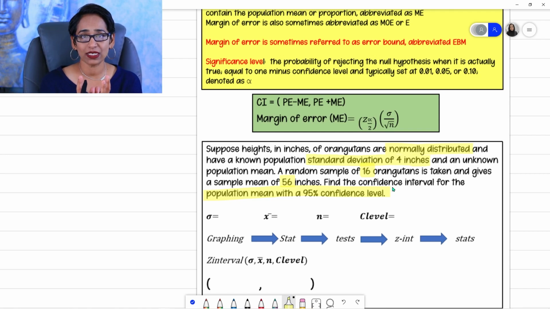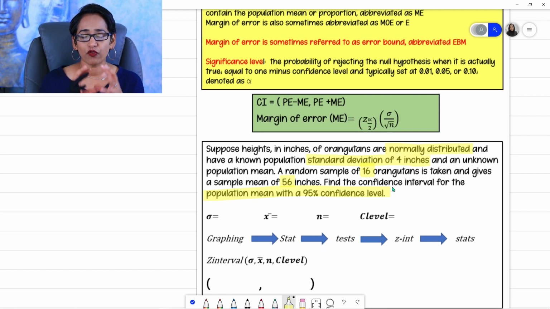It is very important we understand what's happening in the problem. Once you understand what's happening, you can solve the problems as you go. Step one, I am trying to calculate the mean of the entire orangutans in the world. So I don't know what the mean is, but I know what the standard deviation is. Standard deviation is 4 inches. So what do I do? I take 16 orangutans and I calculate the height. When I calculate the height of all those 16 orangutans, I get the sample mean as 56 inches.